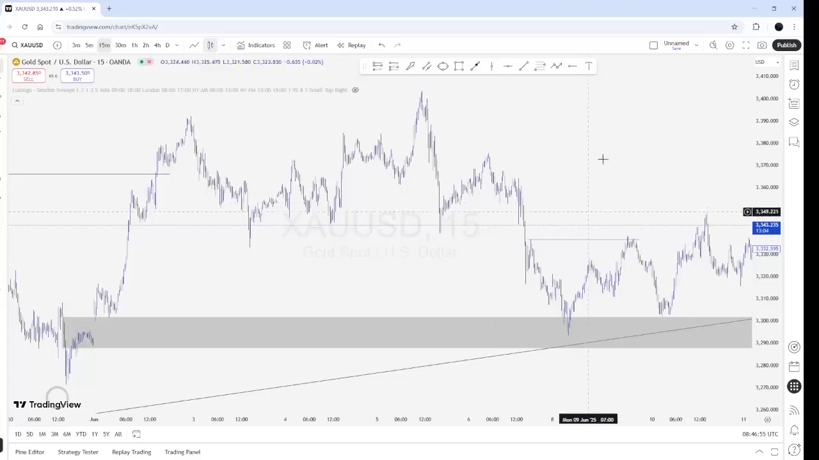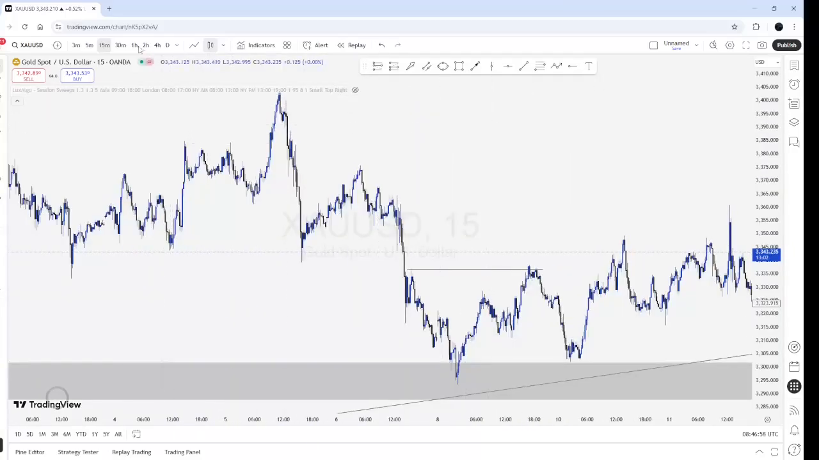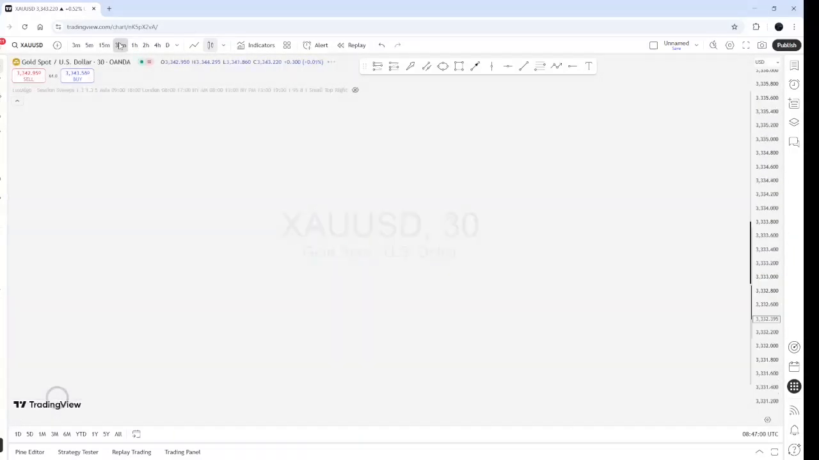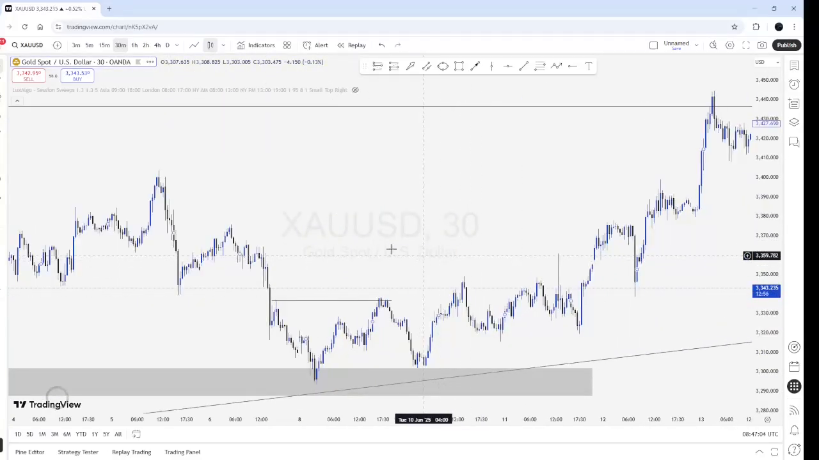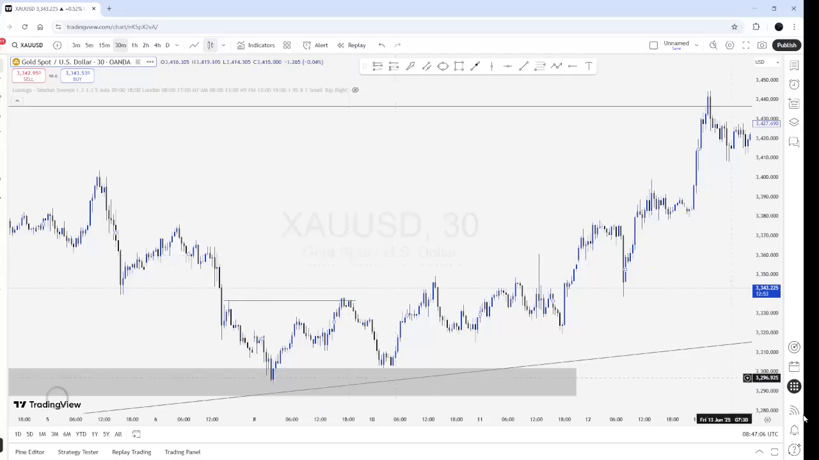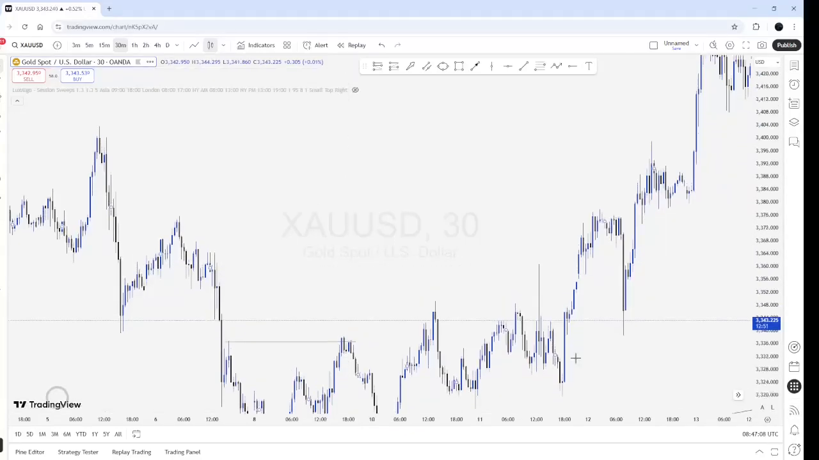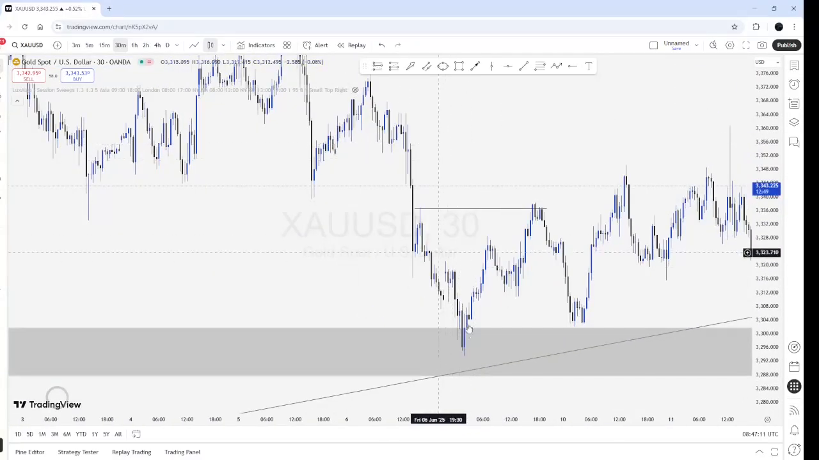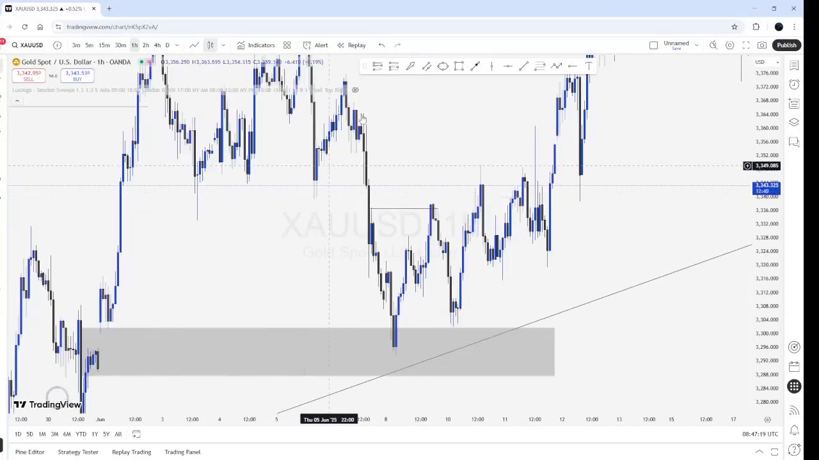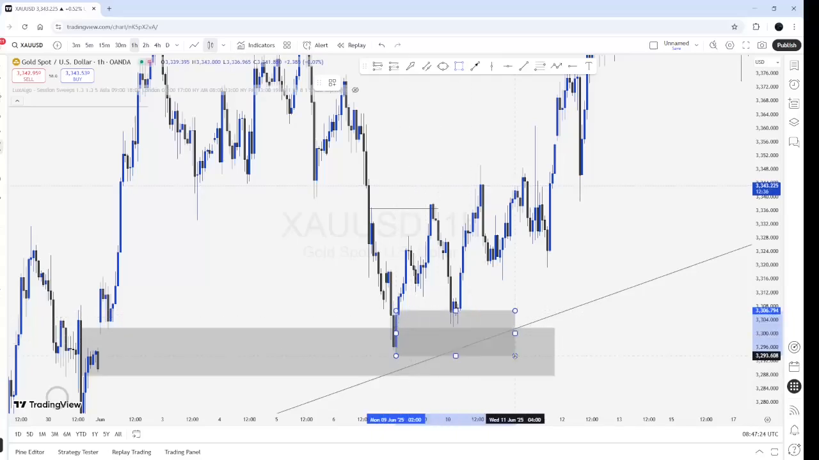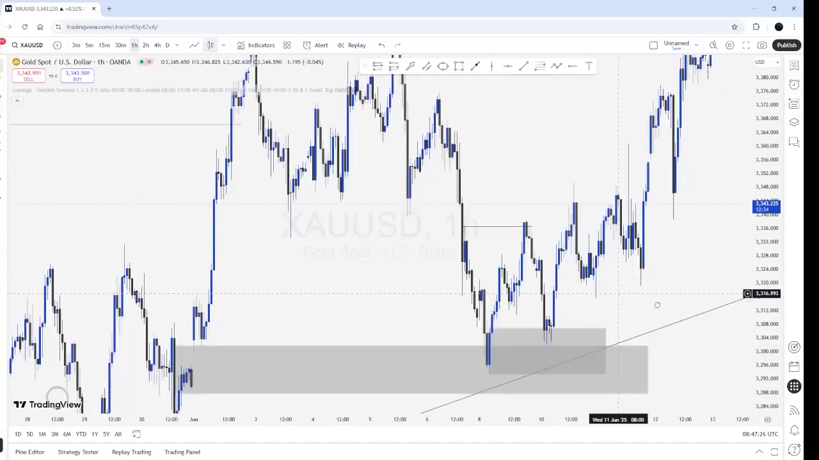So right now, what am I looking out for? The 15 minutes is a bit messy, so let me go to the 30 minutes. On the 30 minutes I can't see any level around the zone. I can't see any gap. Let me check the 1 hour. On the 1 hour, you can see clearly from this zone that I have a gap over here.